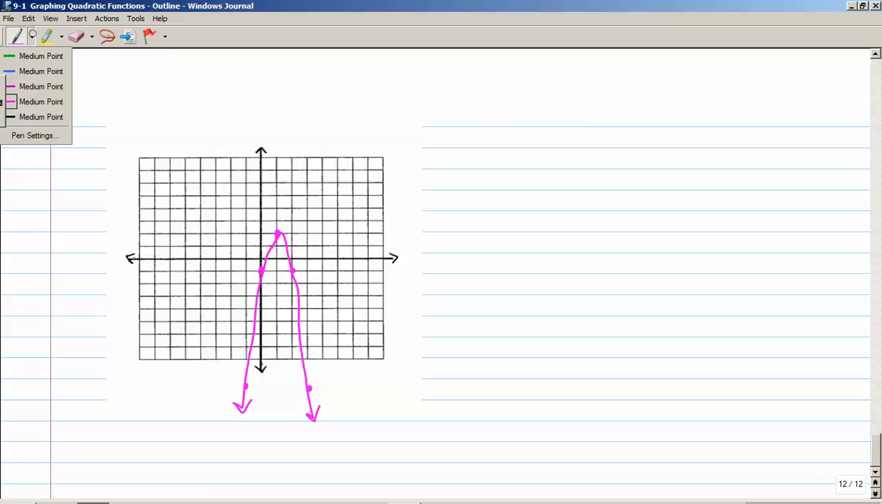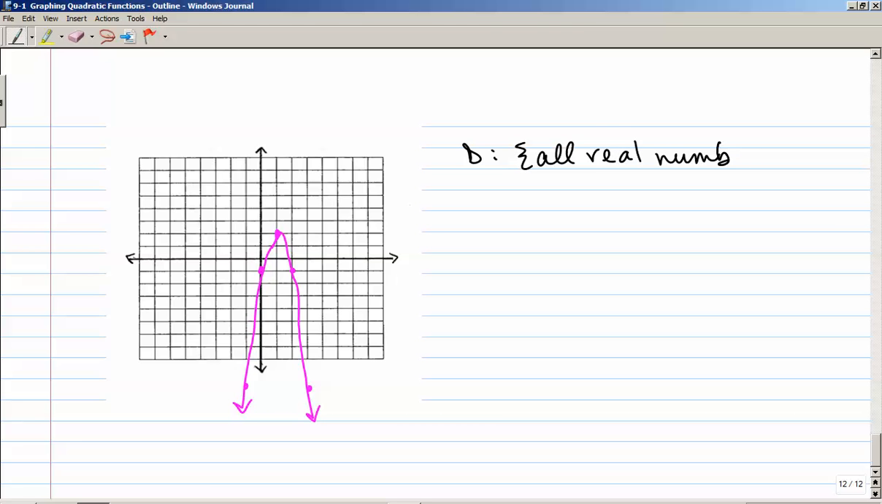Okay, and the last thing is my domain and range. My domain is going to be all real numbers. And my range is my y values. Let's look at the graph to figure that out. So notice that from the point where y equals 2, that's my greatest y value, it goes down from there. So my range is going to be the set of all y such that y is less than or equal to 2. So that's all of the parts of a quadratic function and how to graph it.